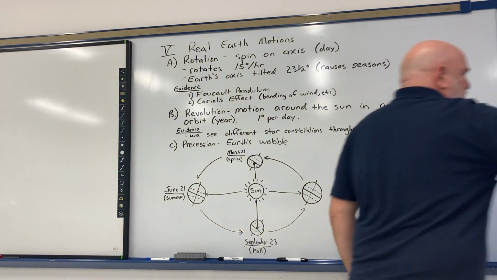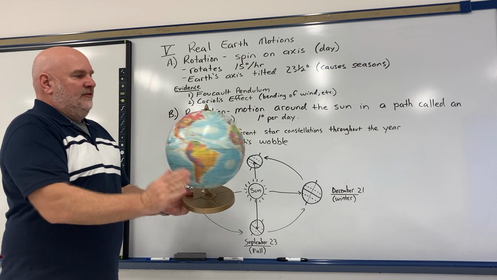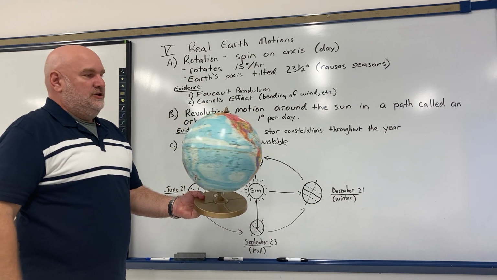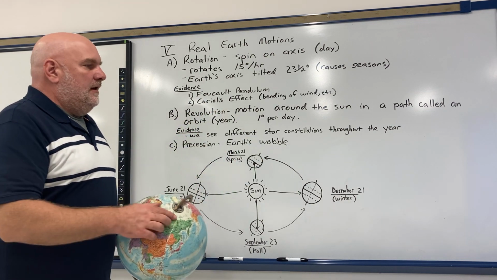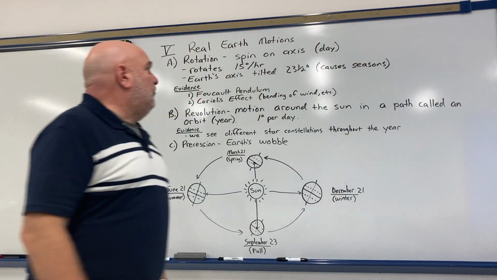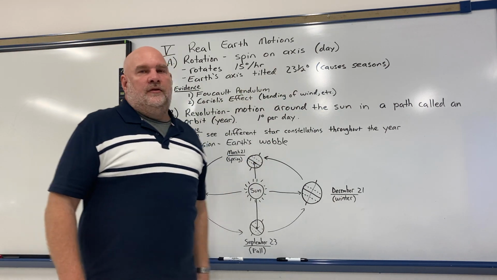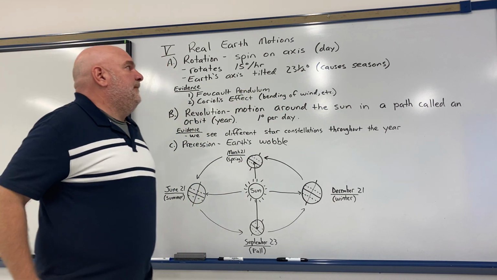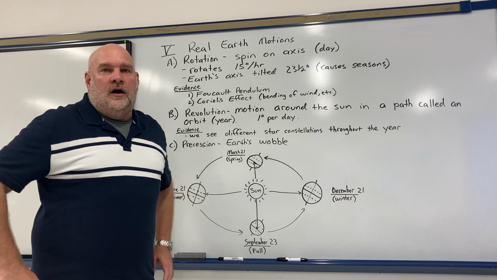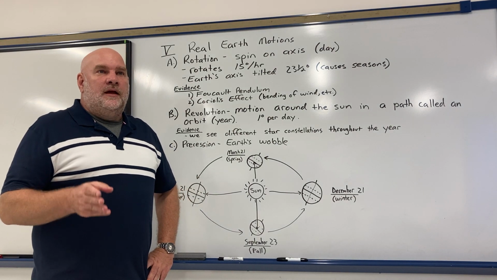And the first motion of the Earth that we're going to look at is rotation. So rotation is when the Earth spins on its axis like that. That is rotation. All right. Now, the unit of time that is derived from Earth rotation is the day. So one Earth rotation is a day. And currently days are 24 hours. But that wasn't always the case.